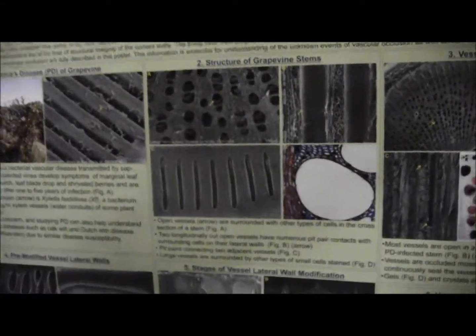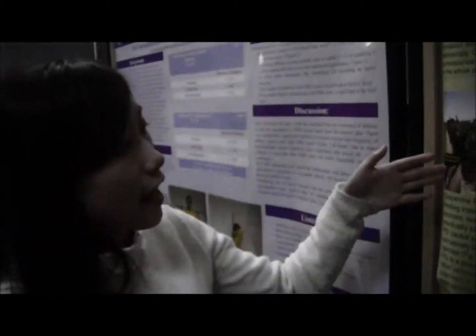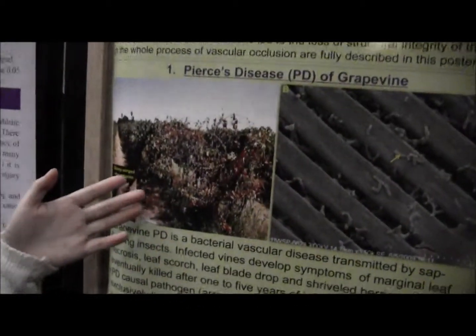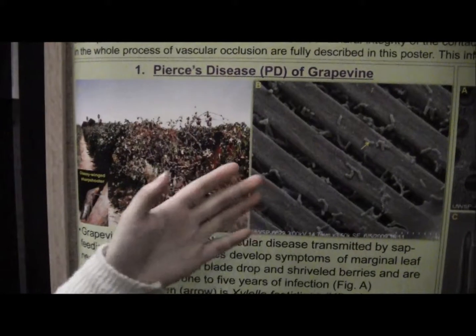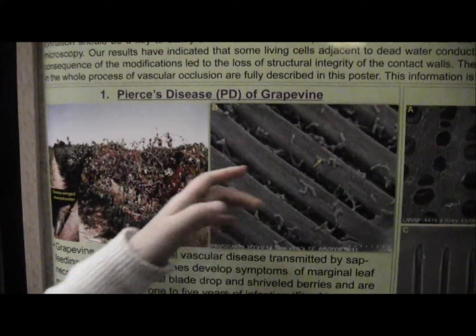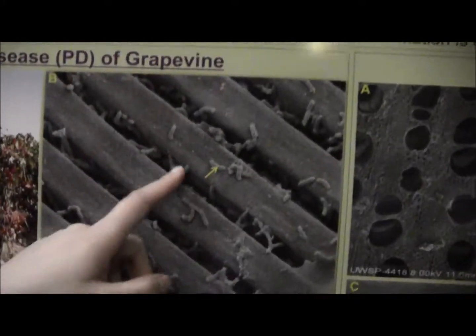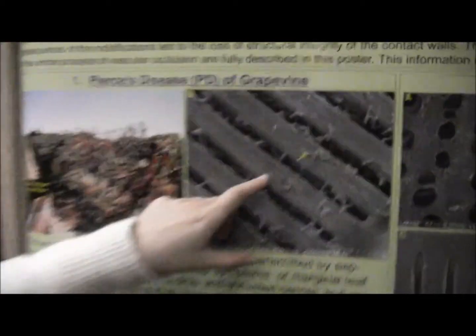Why don't you show me a little bit about your poster? In figure A, we can see how severe the disease can be. And in figure B, we can get a closer look at the bacteria in the pores of the water pipes. They're rod-shaped bacteria.